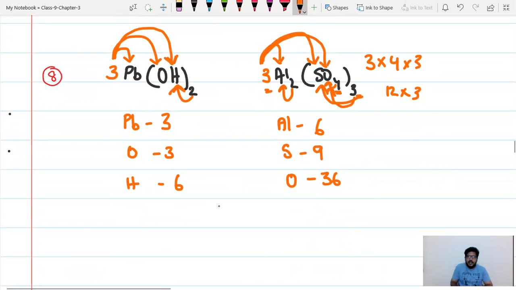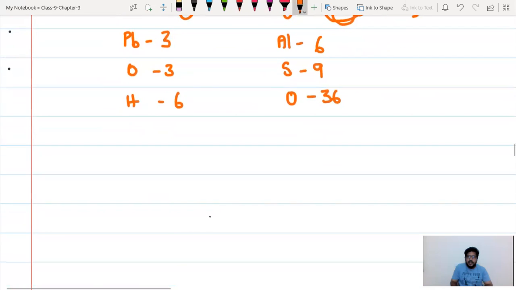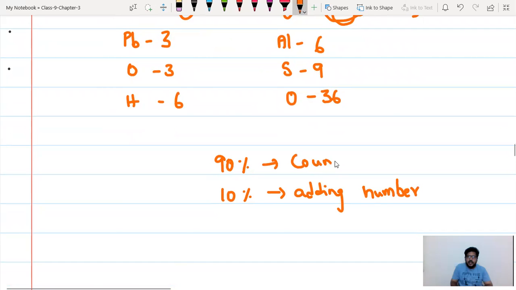Now you are familiar with counting the number of atoms. If you know counting the number of atoms, 90% of the balancing chemical equation concept is done. The remaining 10% is nothing but adding numbers. 90% is counting numbers. Now you are very much familiar with counting numbers. Now we'll see the 10% by taking a few examples.